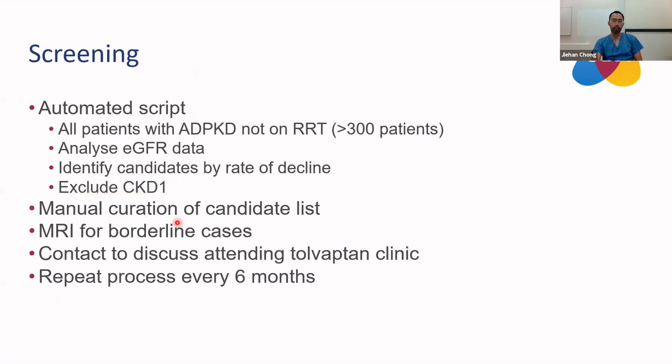We then manually curate the candidate list, and we check the eGFR graphs to make sure there aren't any anomalies. And for borderline cases, we do an MRI-TKV. After this process, any candidates remaining on the screening list are contacted to discuss coming to the clinic, and we repeat this entire process every 6 months.